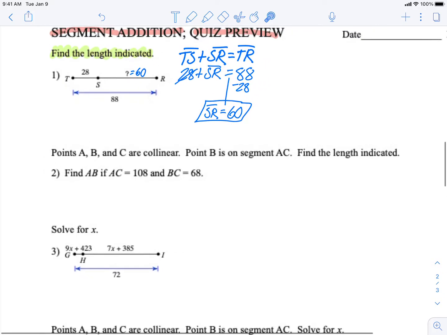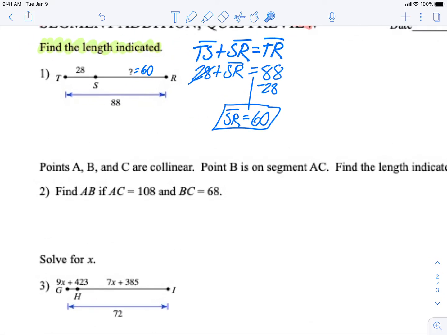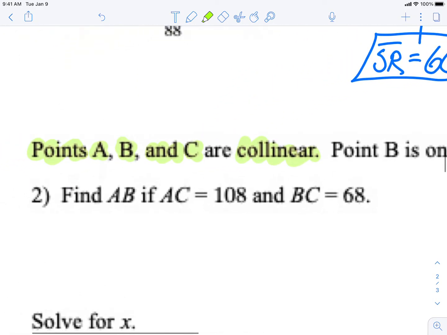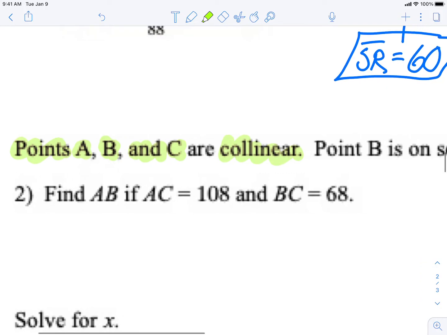All right, let's see number 2. So let's read our instructions first. Look, number 2 has a whole new set of instructions. So let's read them. Points A, B, and C are collinear. Collinear means what again? Exactly. Collinear means the points are on the same line, right? Imagine how 3 houses are on the same street. Anyway, collinear means they're on the same line. So imagine, like I said, 3 houses down the same street, okay?